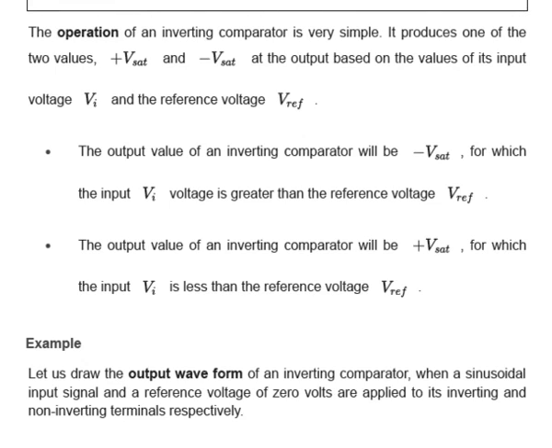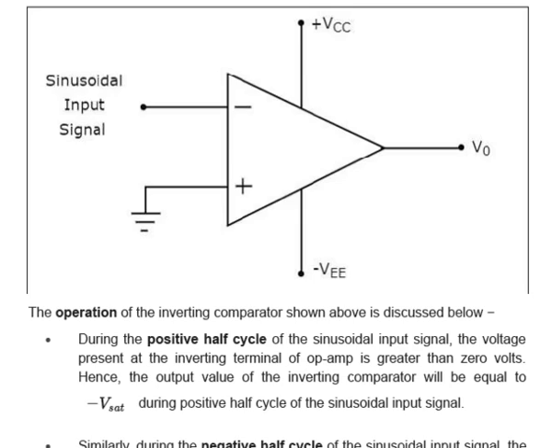Now the output value of an inverting comparator will be plus V saturation when the input Vi is less than the reference voltage. Now an example: let us draw the output waveform of an inverting comparator when a sinusoidal input signal and a reference voltage of 0 volt are applied to its inverting and non-inverting terminal respectively. So this is the figure.